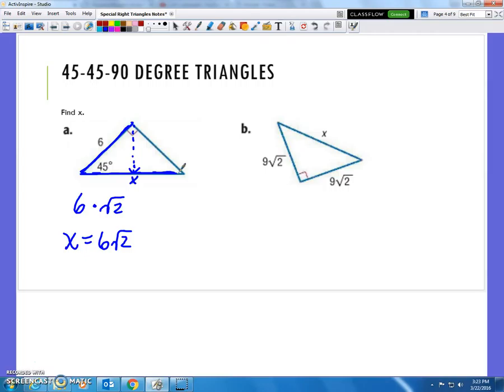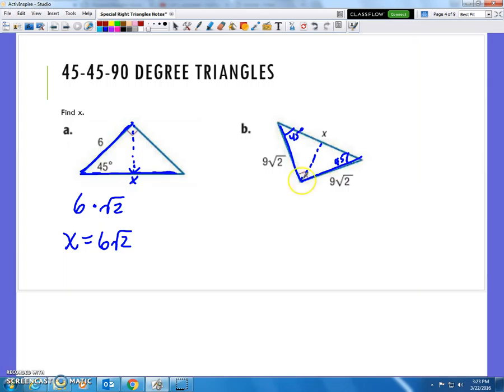Okay. Similarly, if I'm given a leg this time, there's my hypotenuse straight across. If I'm given a leg, 9 root 2, and this is a 45-45-90 degree triangle, it isn't labeled in there, but it is a 45-45-90 degree triangle.